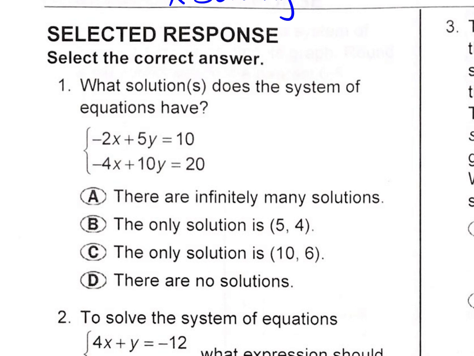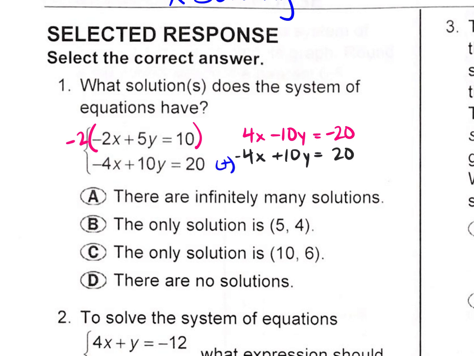Notice that in both cases, the second equation is a multiple of the top equation as far as your x terms. -4 is 2 times -2. Your y terms, 10 is 5 times 2. So I'm going to multiply that top equation by -2 so I can get the same coefficients but opposite signs. So I get 4x minus 10y equal -20. We will add that to -4x plus 10y equal 20.